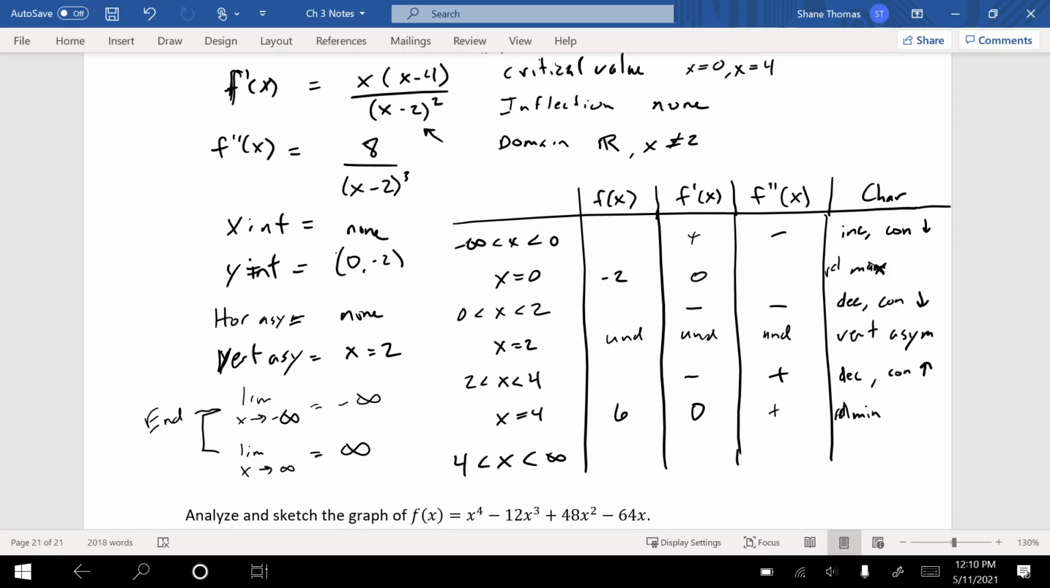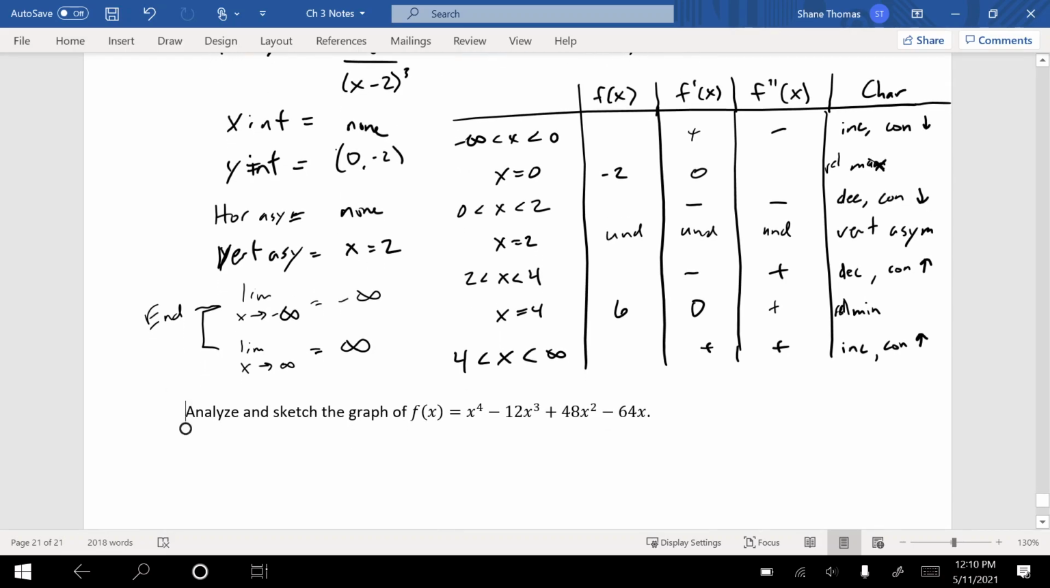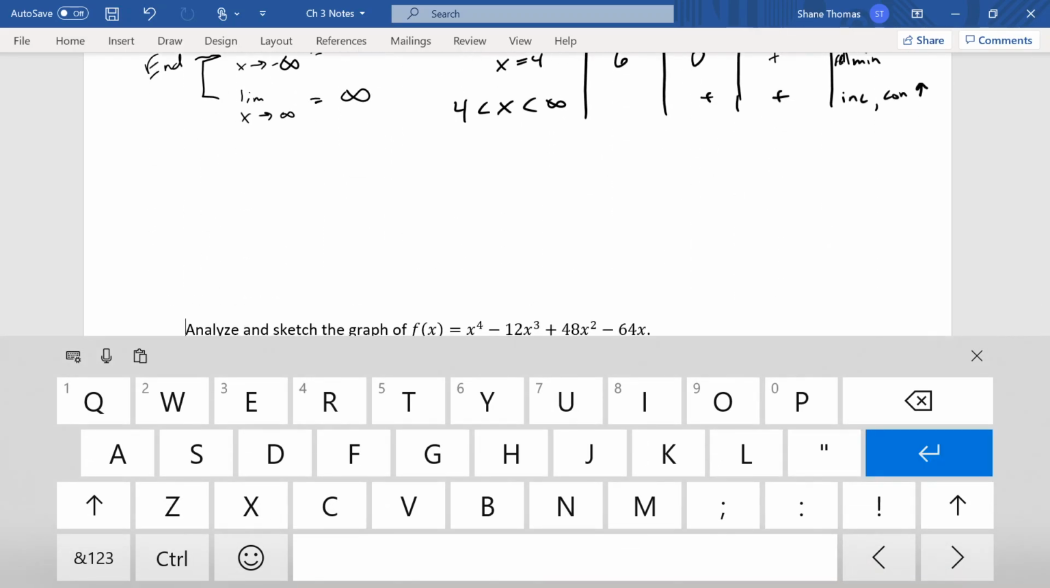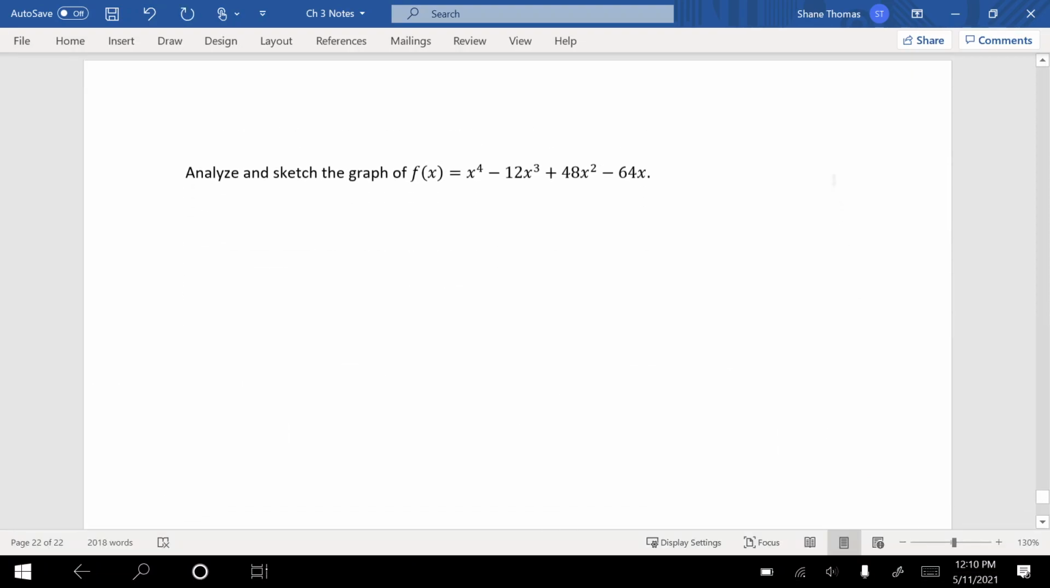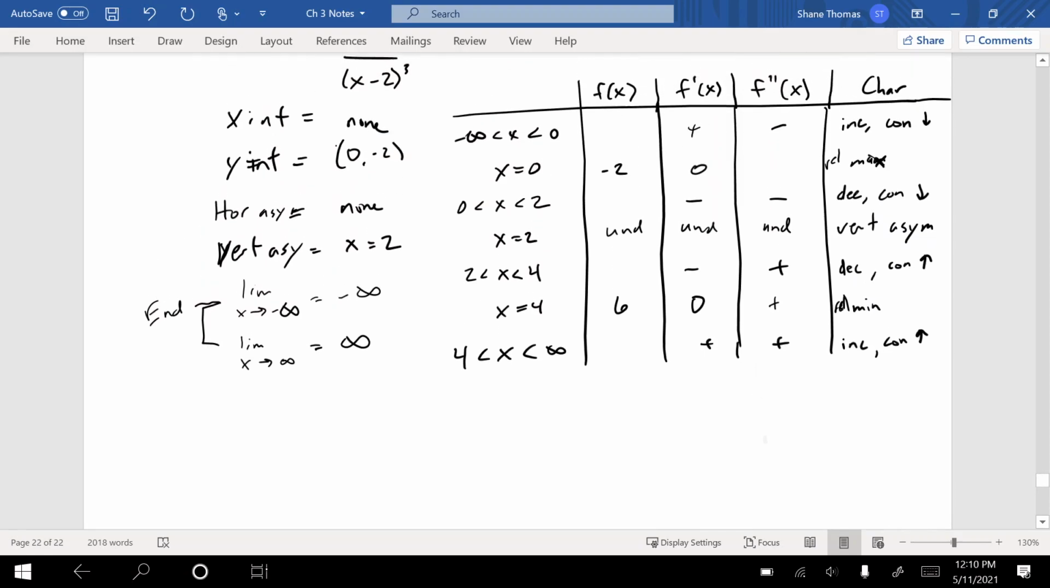Okay, last one, 4 to infinity. Plug a number in, put like 5 in. You get positive f prime, positive f double prime. Therefore, it's going to be increasing and concave up. All right, so we have to be able to take all that information into account. I'm going to get rid of this. All right, so we got to take all this information into account.